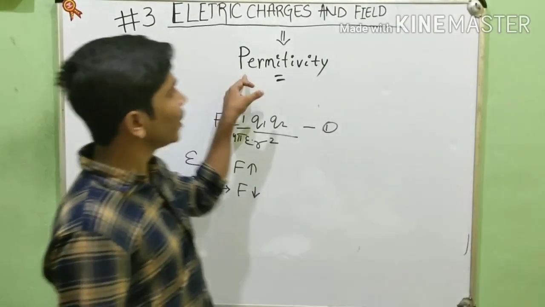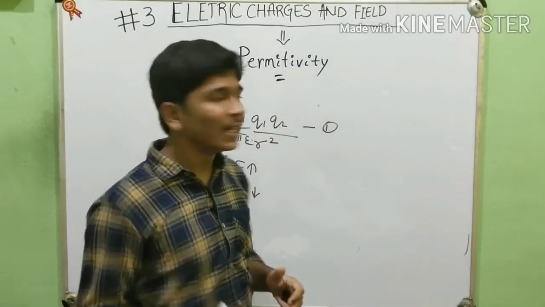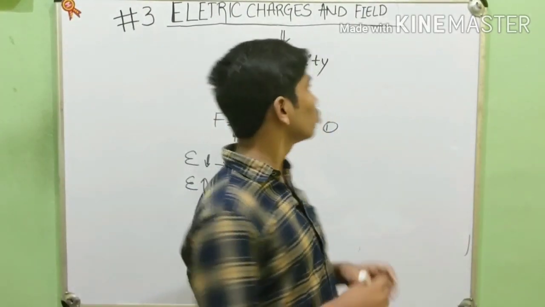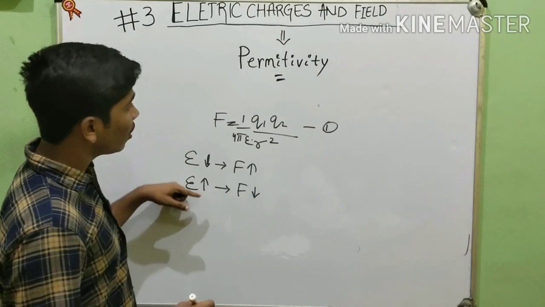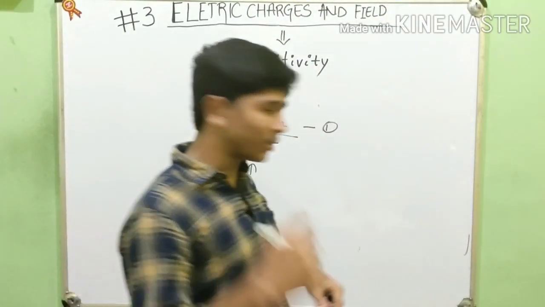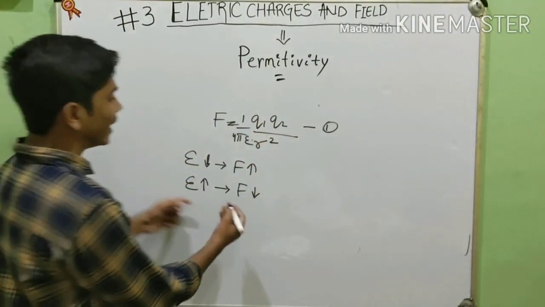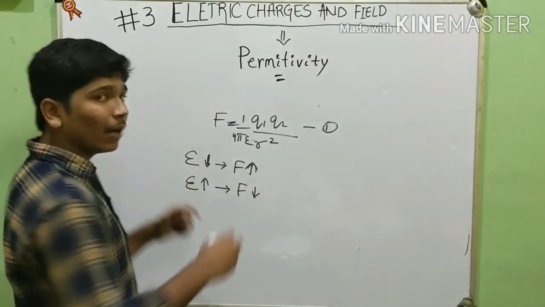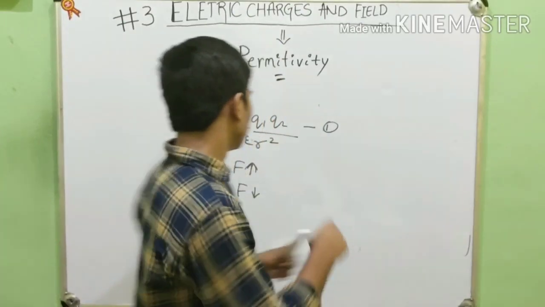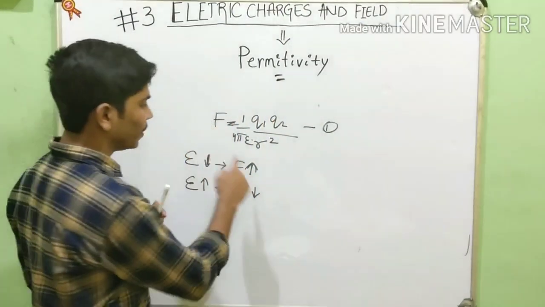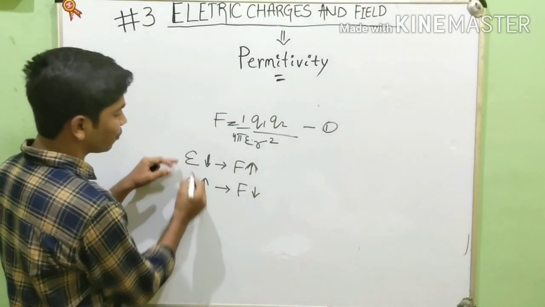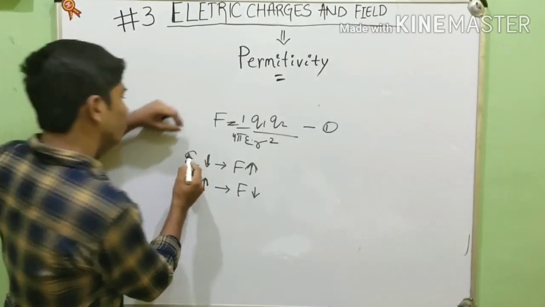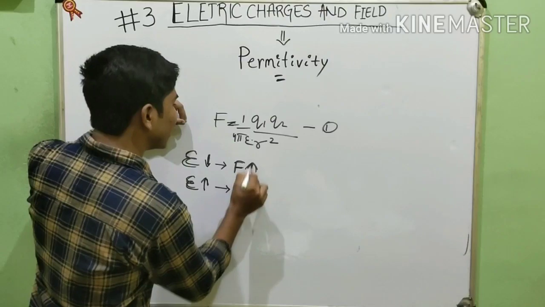But the definition of permittivity says what? It permits. Generally one will understand that this permits the particles of the substance to increase the force. But what happens? It allows particles in order to decrease the force. If we increase permittivity, then force will decrease. If we decrease permittivity, then force will increase.